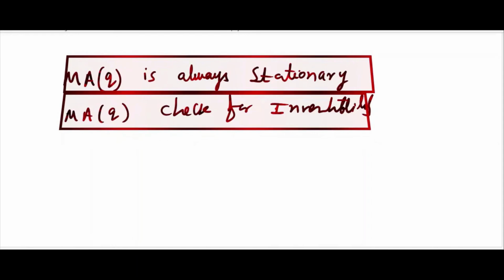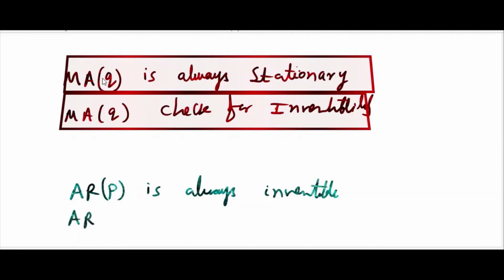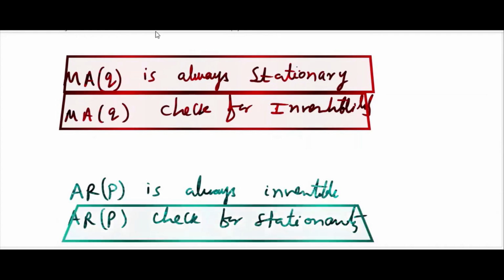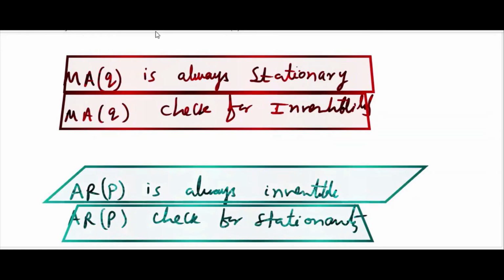MAQ is always stationary. However, when you talk about the AR process, ARP is always invertible. We'll see that. Just remember now, it's always invertible. What is invertibility? We'll discuss now. And in the ARP process, we check whether this is stationary or not. We check for stationarity. So invertibility is something you can say is not very important for the analysis, but yes, you will see in some places we will require that as well. So ARP is always invertible. For ARP, you need to check for stationarity.